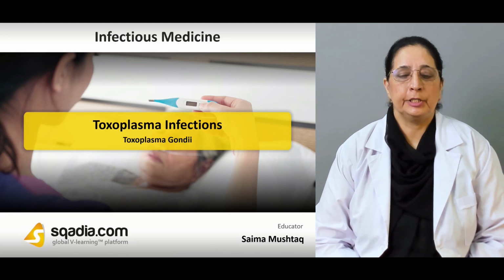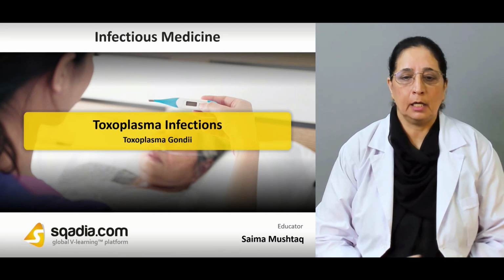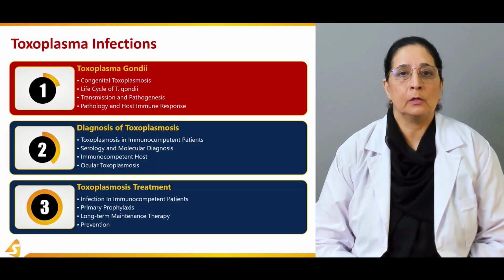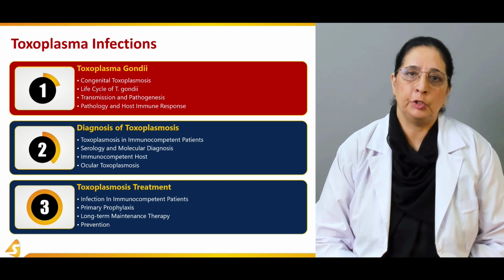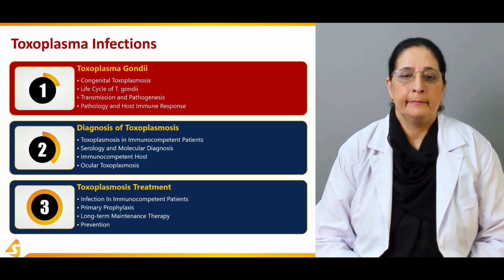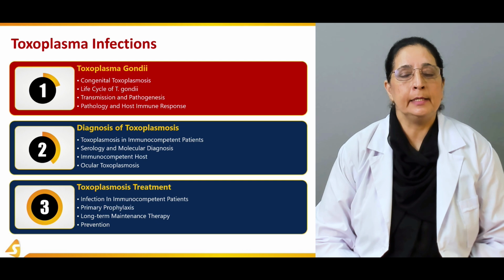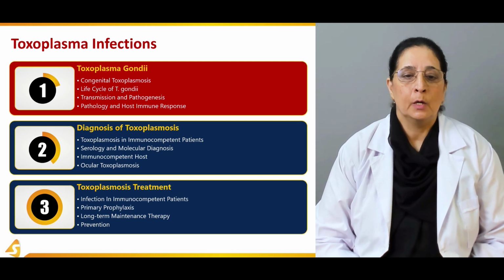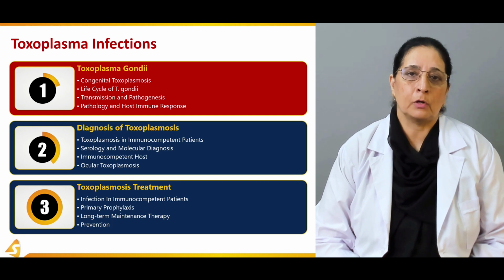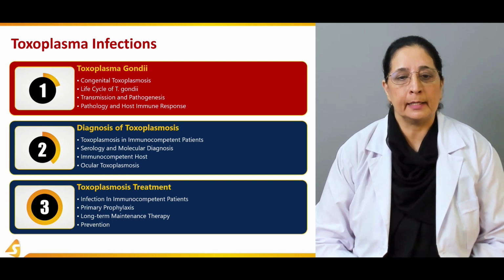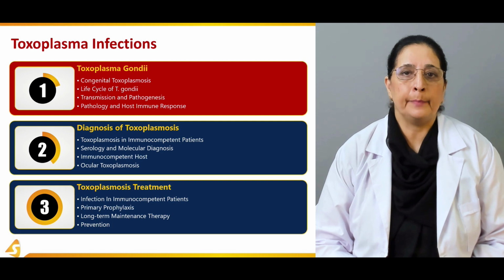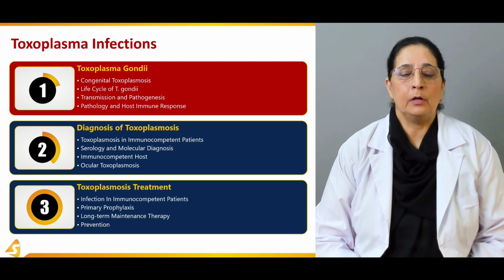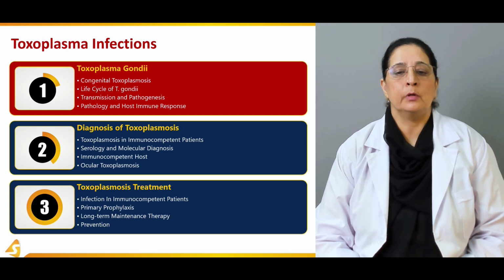So in the first section, let's start with Toxoplasma gondii. This is the most common causative organism of toxoplasmosis. We will talk about what congenital toxoplasmosis is, how it develops, what the life cycle of Toxoplasma gondii is, and then transmission and pathogenesis of toxoplasmosis, pathology and host immune response.